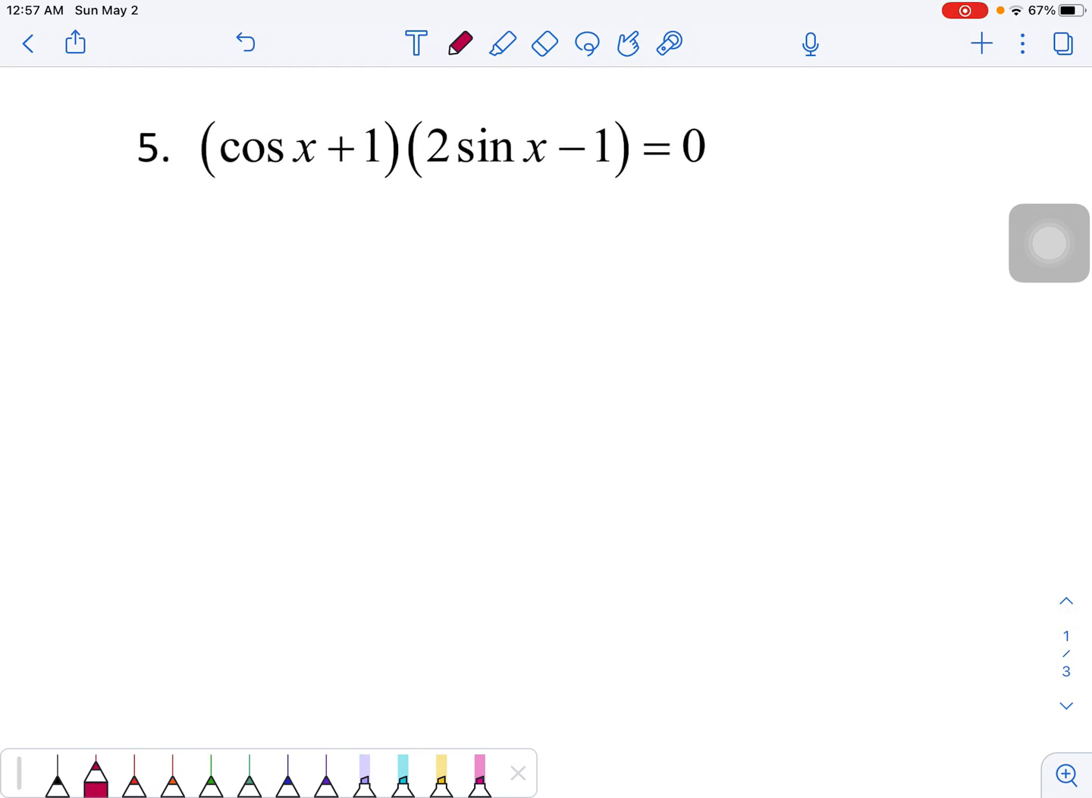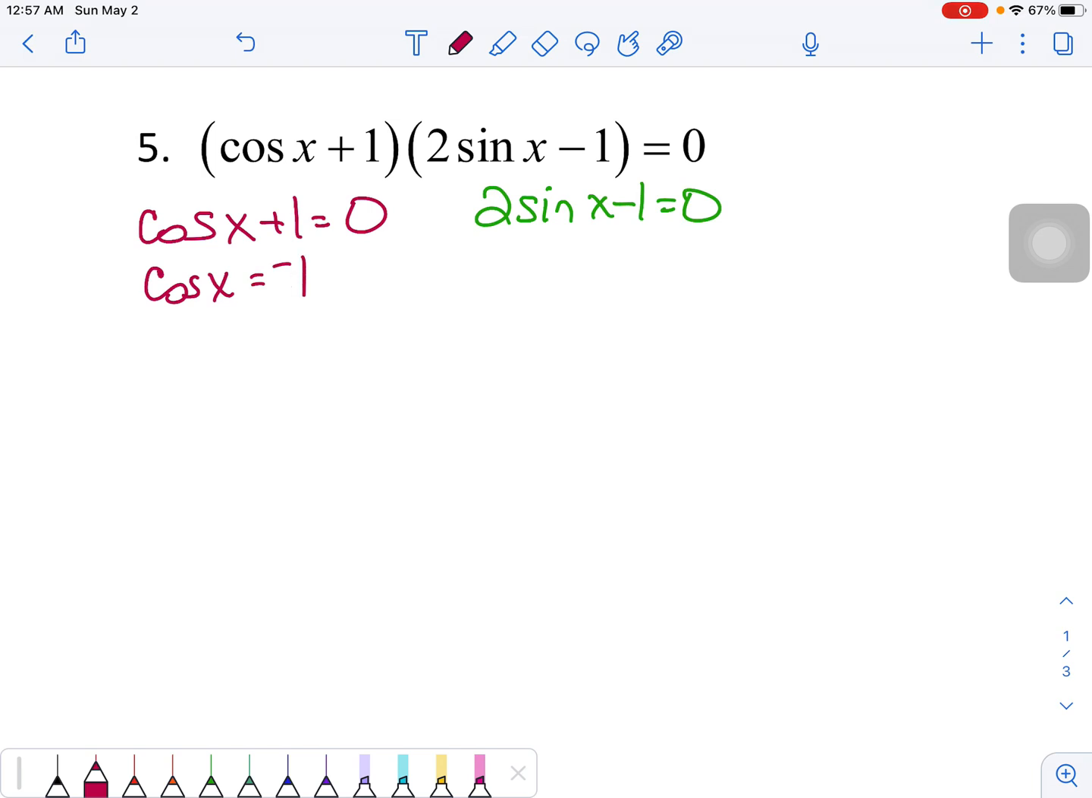All right, so problem number 5, conveniently, is already factored for us. So we're going to take each factor and set it equal to 0. And so that makes two little equations here. So 2 sine x minus 1 is equal to 0. Now, I want to solve both of these. So I'm going to start with the cosine problem here. So I'm going to do the cosine of x is equal to -1.